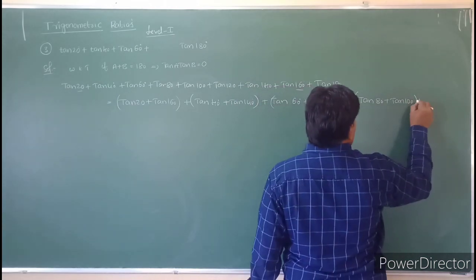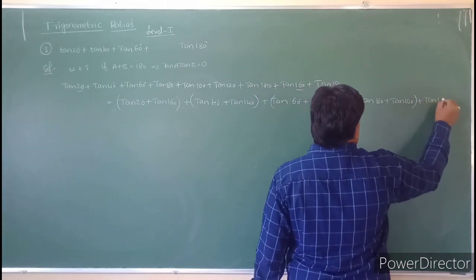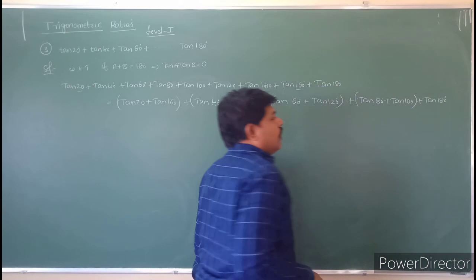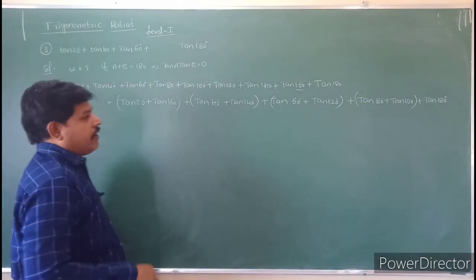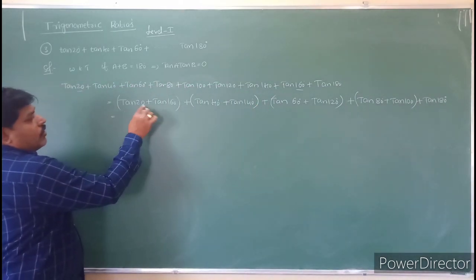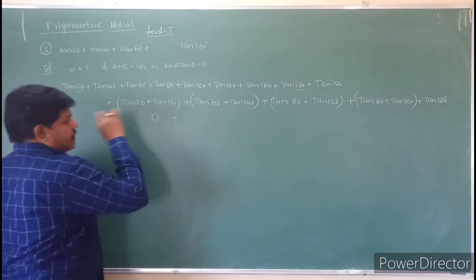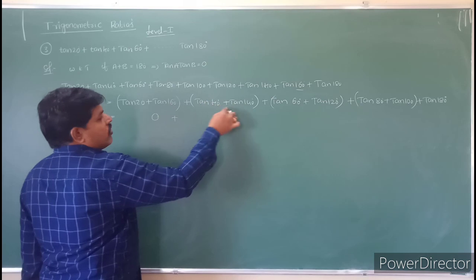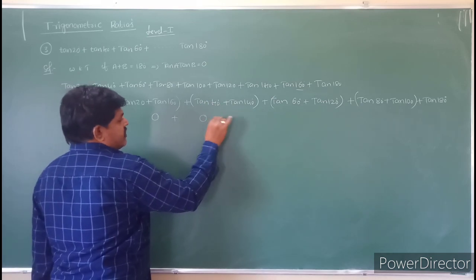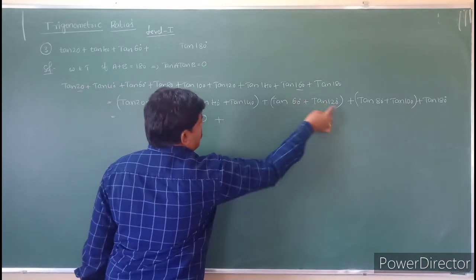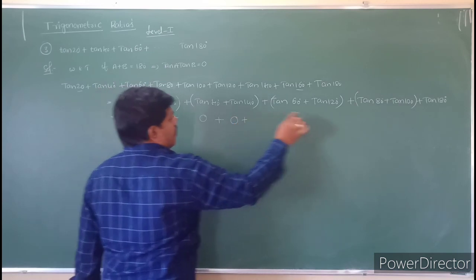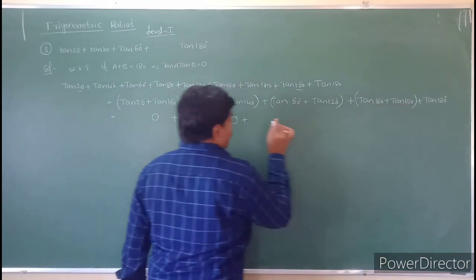The last one is nothing but tan 180 degrees. Only one angle remains, so that is 180 degrees. So tan 20 plus tan 160 is 180, so tan A plus tan B will become 0. Each pair has A plus B equal to 180, so tan A plus tan B will become 0.